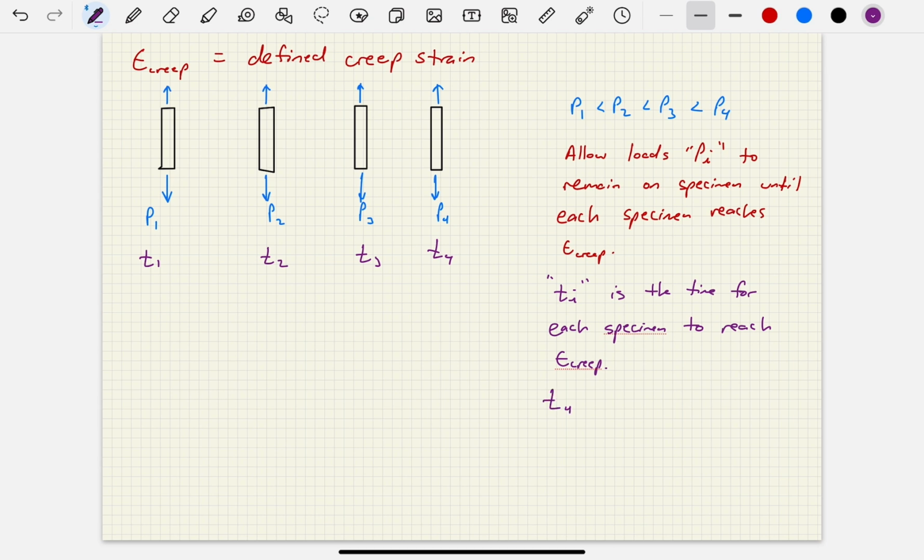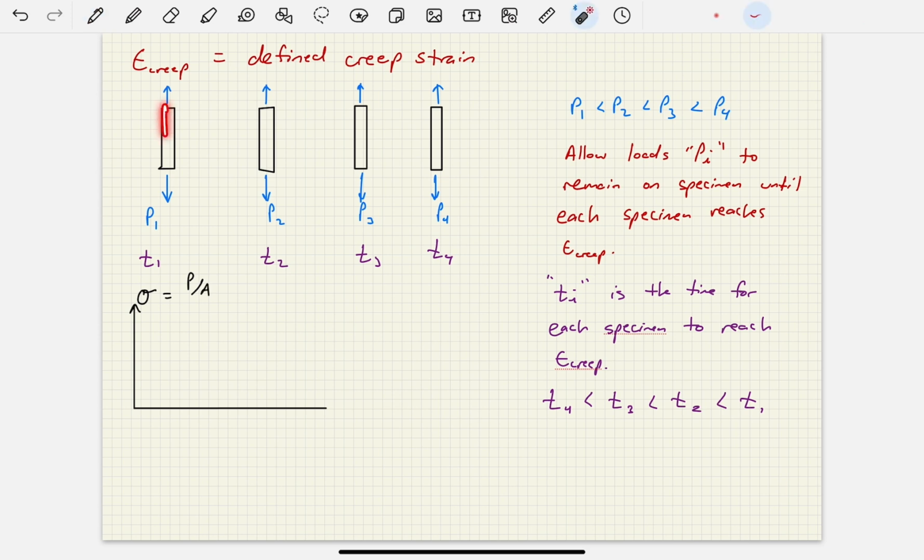Well, T4 will be the shortest time that epsilon creep is reached. So we'll say T4 is less than T3, less than T2, less than T1. Now, I can develop a plot of this. I can plot this relationship. So I'm going to form a set of axes like this, and I'm going to call this vertical axis stress. And, of course, stress is just P over A, okay, in this particular case, because we're dealing with axial loads. And this horizontal axis will be the time, and this time could be hours. It doesn't have to be, it could be hours or days or weeks, whatever the experiment is.